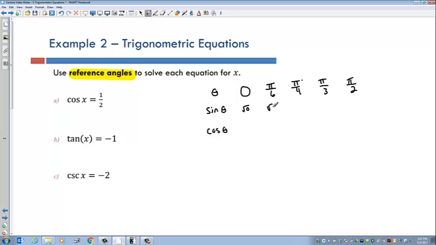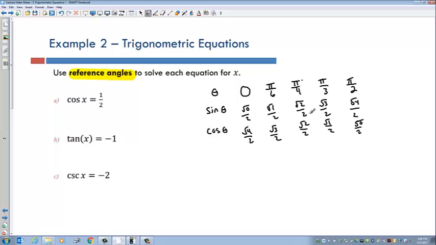You start with square root 0, square root 1, square root 2, square root 3, and square root 4. And these are all divided by 2. And the cosine of theta is exactly the same, but you write it the opposite way. So square root 4, square root 3, square root 2, square root 1, square root 0. And these, again, are all divided by 2.